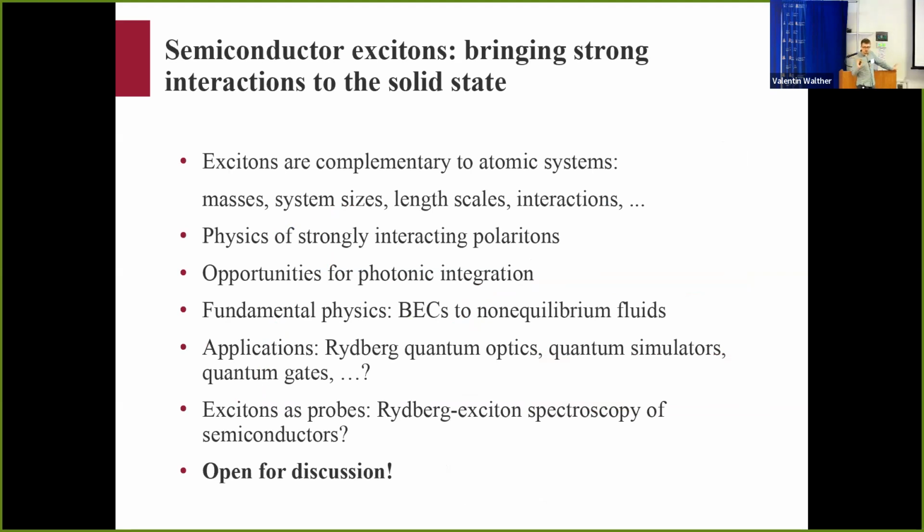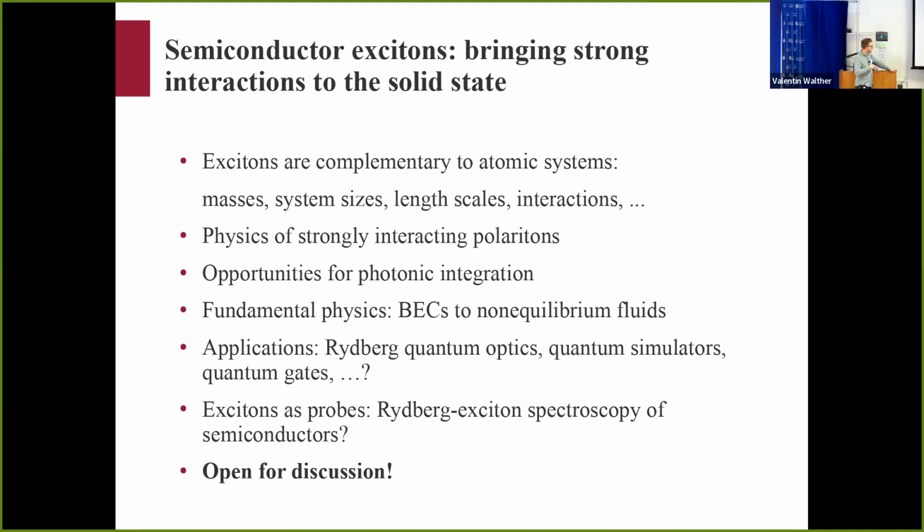Okay, so this brings me to the conclusion of my talk and lecture here. I think what semiconductors really do is that they bring strong interactions to the solid state. And I've shown you that excitons are complementary somehow to atomic systems: they have very different masses, different length scales, and importantly, very different interactions. Interestingly, the physics of excitons can be connected to strongly interacting polaritons, for example, by coupling them to a cavity, also by using EIT schemes. And that has applications for fundamental physics.